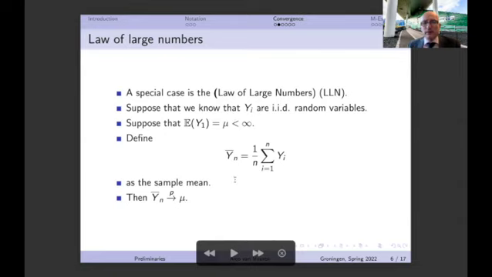Then we are going to define the sample mean, which we have already introduced before: the sum of all the observations divided by n. I'm going to denote it here by Y bar n. Then you can show that Y bar n, the sample mean, is always going to converge in probability to the mean of Y1. We typically say that the sample mean always converges to the so-called population mean. That's a very nice characteristic, and that's the law of large numbers.